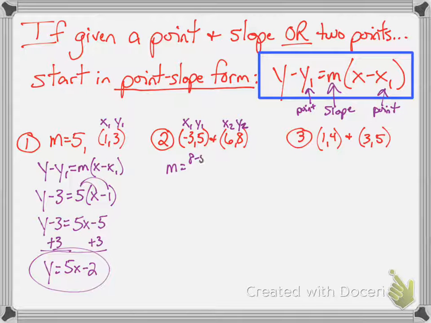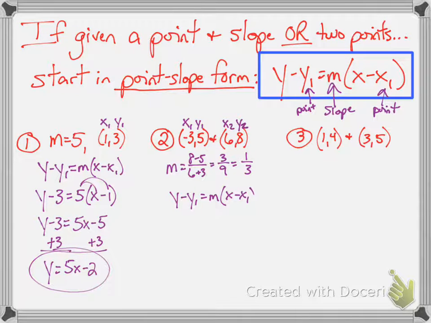So 8 minus 5 over 6 minus negative 3. So I'm going to call it 6 plus 3. This will get me 3 over 9. Always reduce to 1/3. I'm going to take that slope and one of my points and start writing an equation.